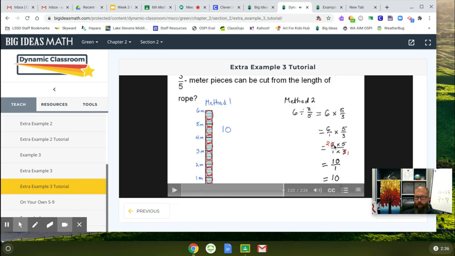And you might have done 6 times 5, which is 30, over 3 times 1, which is 3. And 30 over 3 is the same, because when you do 30 divided by 3, it does equal 10. So either way is fine.